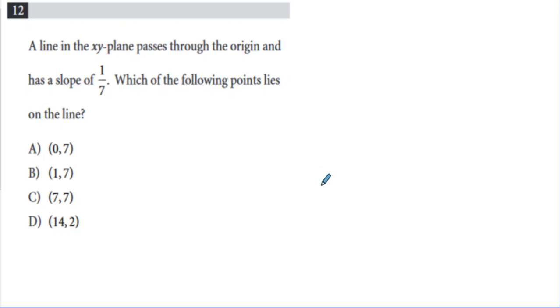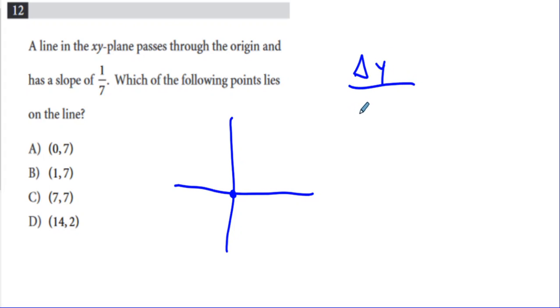All right, problem number 12. In an xy plane, we are going to pass through the origin and have a line that has a slope of 1/7. Which of these points is on that line? So here's what's going on with this. We have the origin, and then we have a slope of 1/7. So here's what I want to remind you about. I'm going to write something that might sound familiar: change in y over change in x, which is sometimes referred to as rise over run.